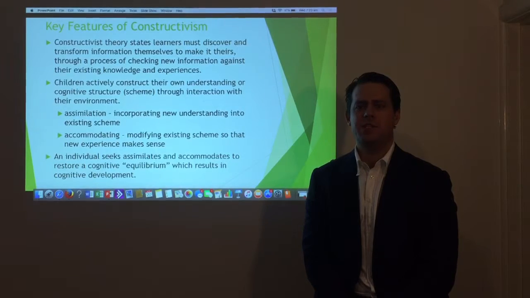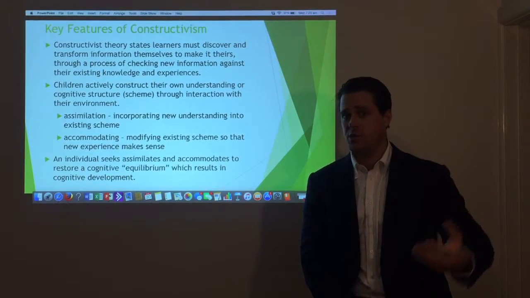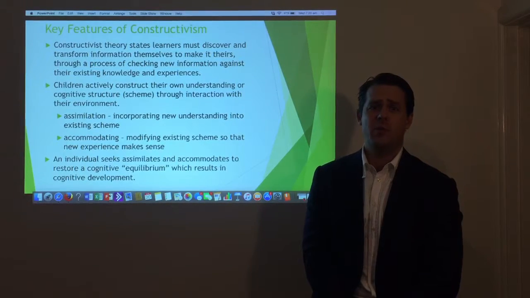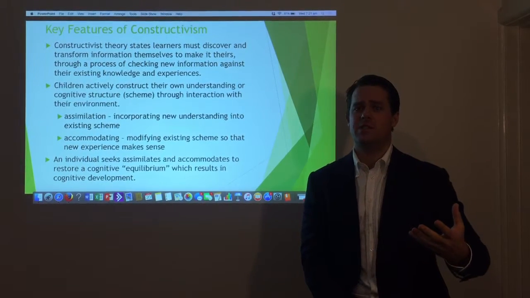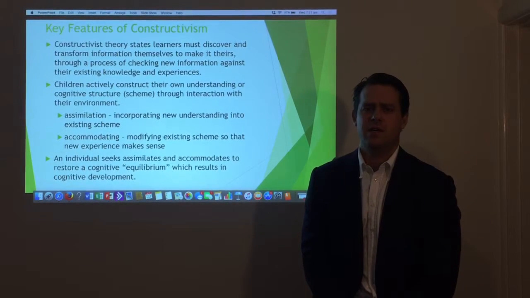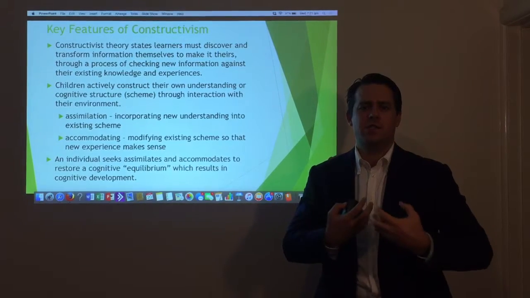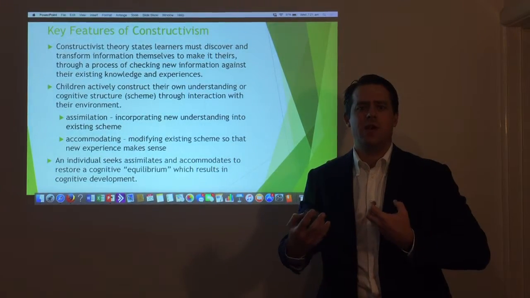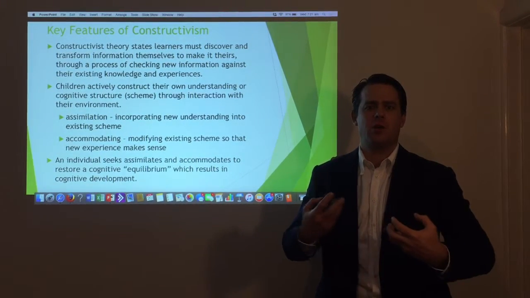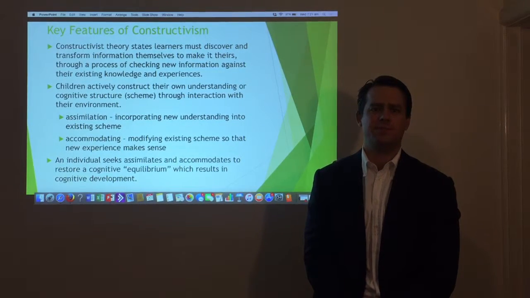You have assimilation, which is incorporating new understanding into these cognitive structures or schemes, and accommodating, which is modifying these existing schemes so that new experience makes sense. And cognitive development happens when there's a constant tug of war between assimilation and accommodation to restore a cognitive equilibrium, and this results in cognitive development.